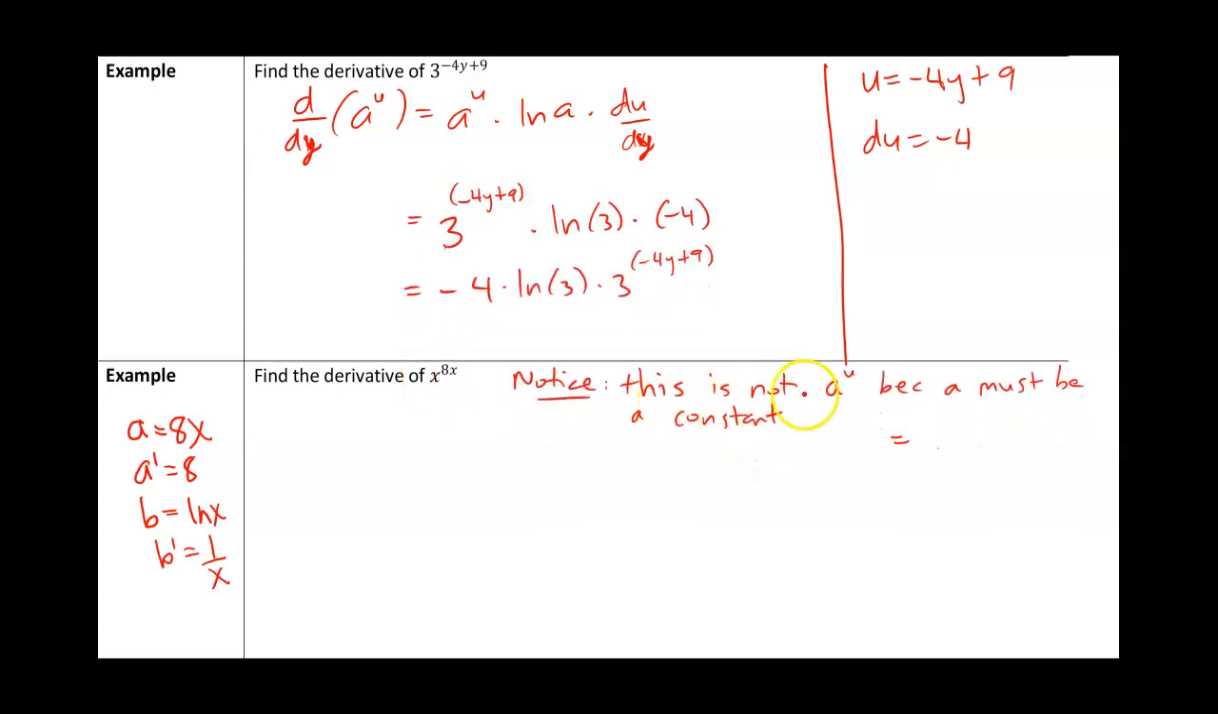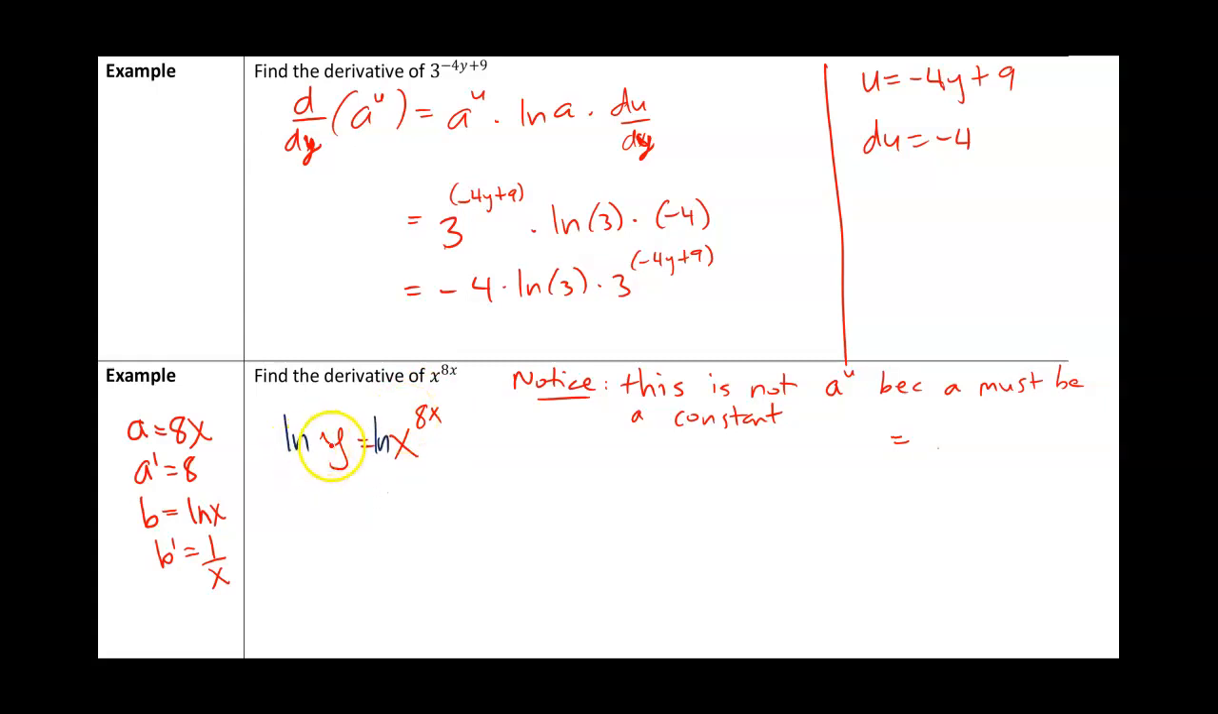So notice that this is not a to the u, because a must be a constant, and that's not what we have. So what we're going to do is take this x to the 8x, and find a way to get that 8x down and make it a coefficient. If you think back to your college algebra or pre-calculus class, the way we can do that is first you set this equal to y, and then we take the natural log of both sides.